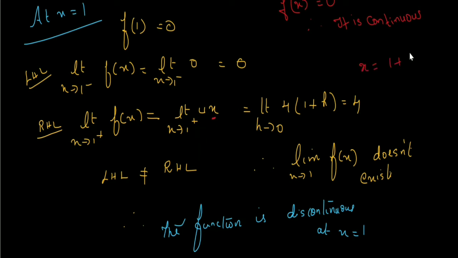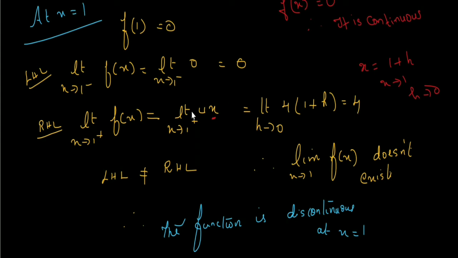You have to put x is equal to 1 plus h. So when x tends to 1, h tends to 0. When I substitute x as 1, h will approach 0. So as h approaches 0, 4 into x is replaced by 1 plus h. So when you put h is 0, it will become 4.